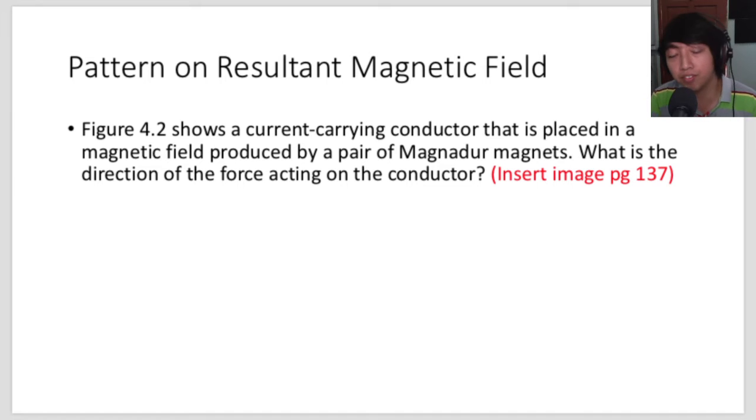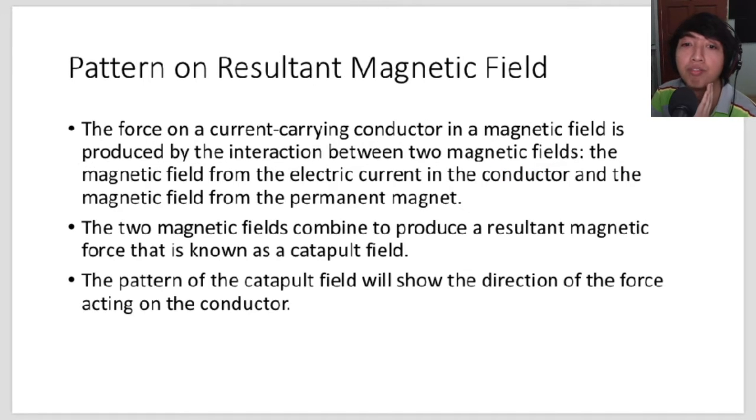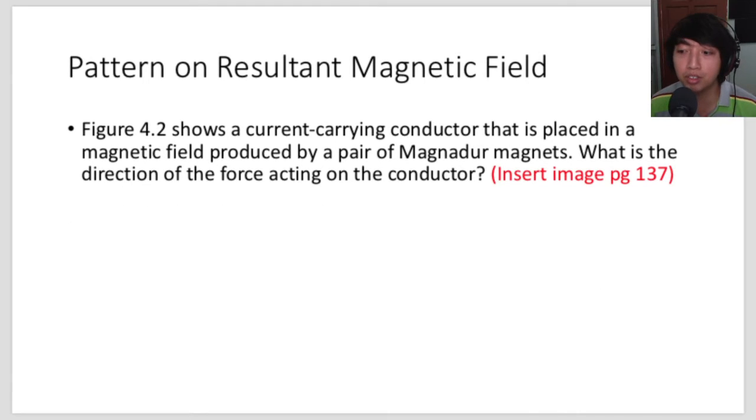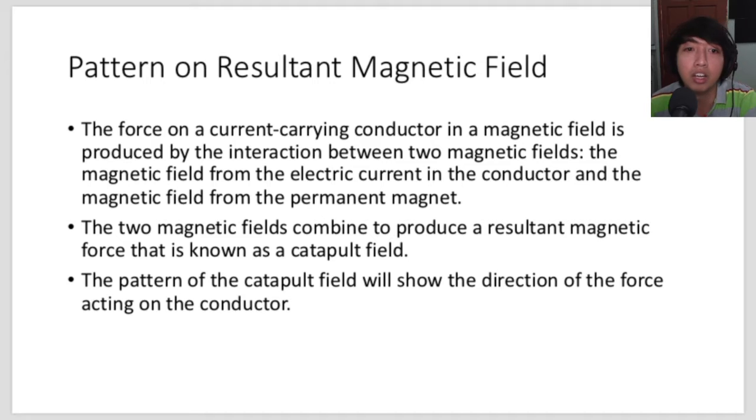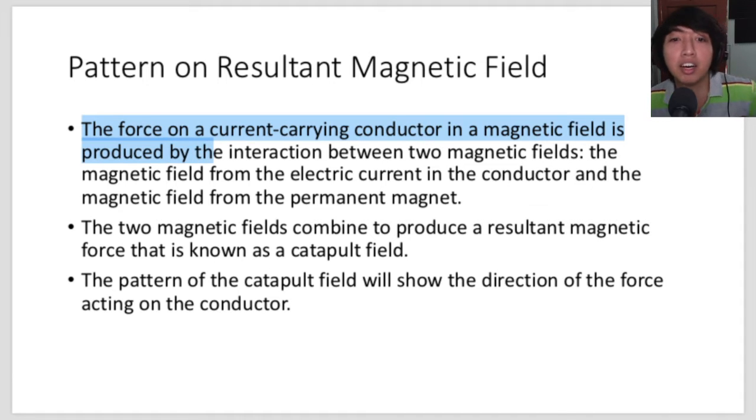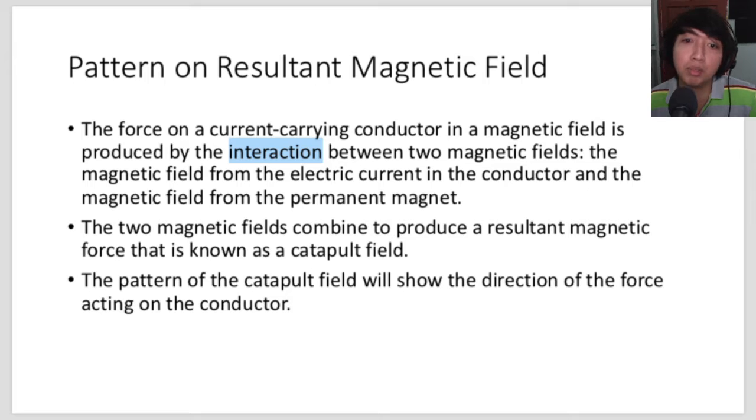And that kind of thing is actually going to produce a force. So why does it produce a force and how? That is the question. The force on a current carrying conductor in a magnetic field is produced by the interaction between two magnetic fields. So there are actually two magnetic fields going on.